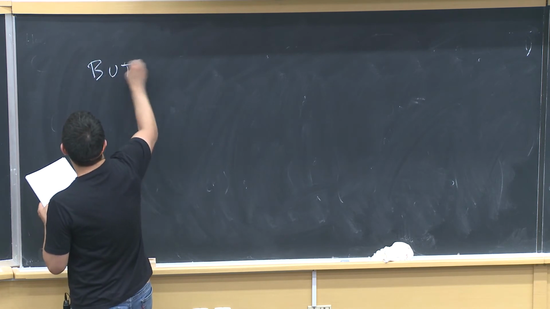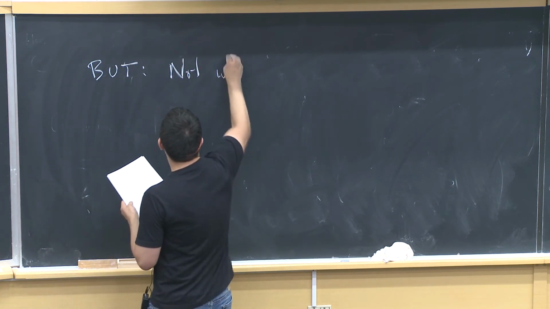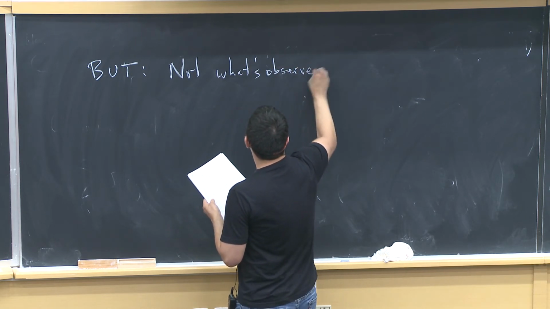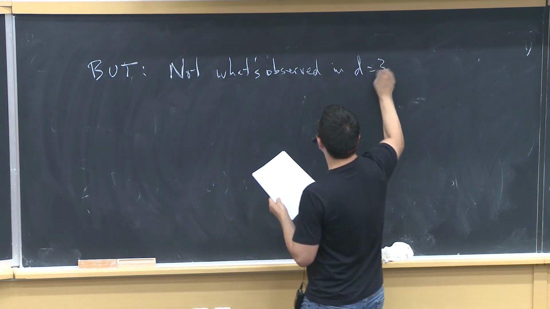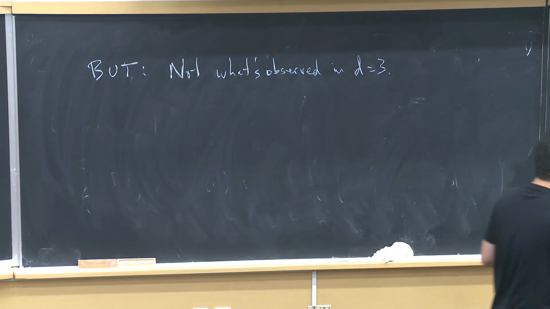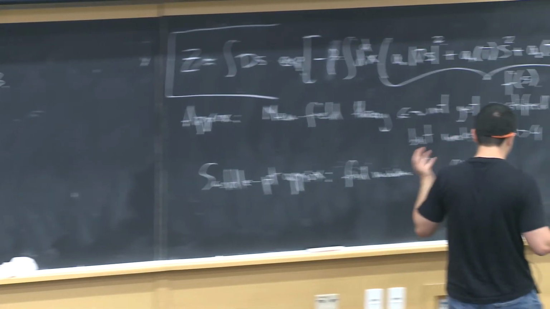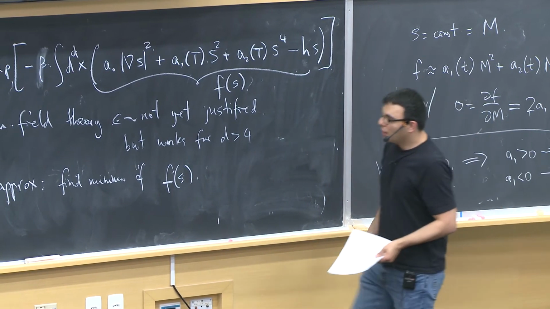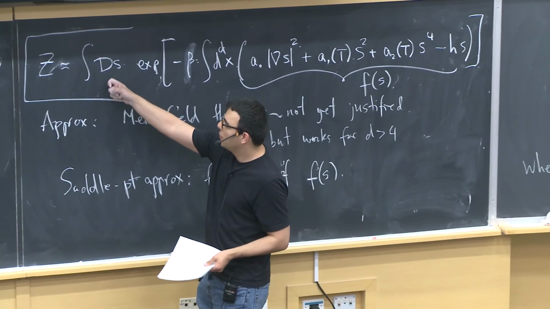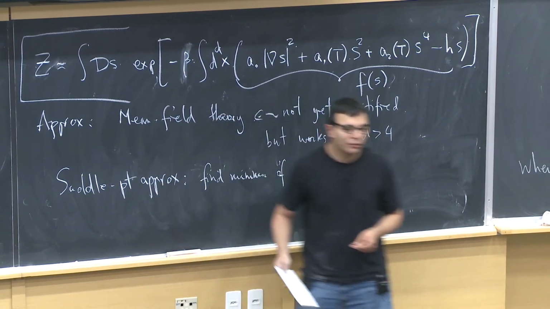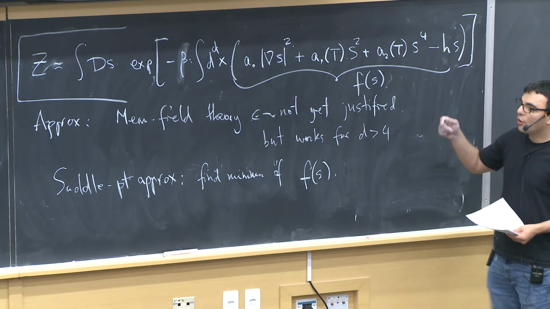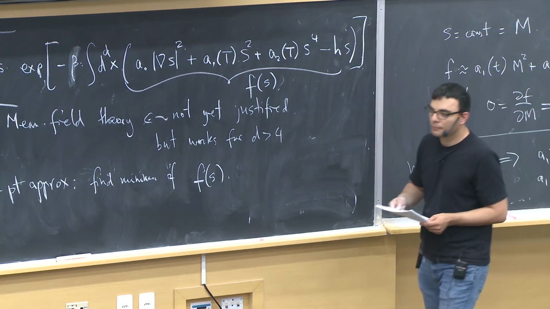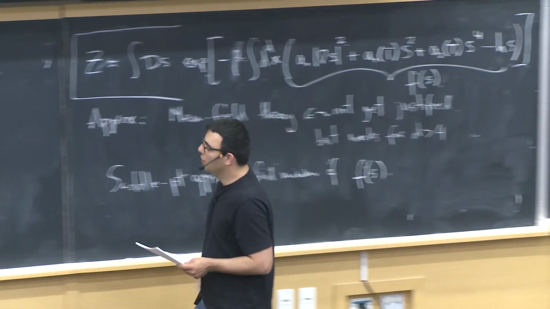But that's not what is observed in D equals 3. So that means that the saddle point approximation is not a good approximation. So what did we ignore when we made this approximation? Well, we ignored the fact that we actually had here some path integral over S. So in other words, we ignored the fluctuations of the spin field. So we ignored the fluctuations.